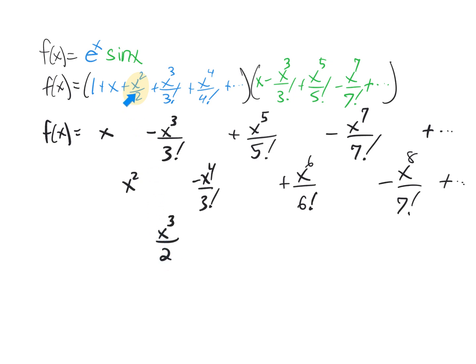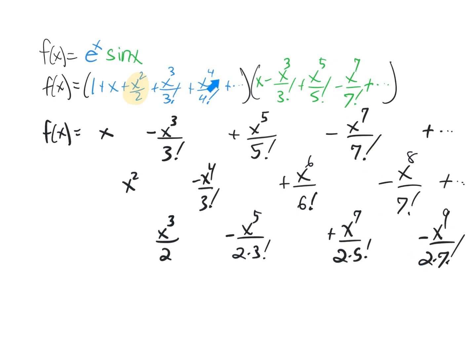All right, now x squared over 2 times negative x cubed over 3 factorial. So that'll be x to the 5th. And on the bottom, denominator times denominator is 2 times 3 factorial. And now x squared over 2 multiplied by the 5th degree term. We'll have x to the 7th over 2 times 5 factorial. And then when we get to that last term, x squared over 2 times that is minus x to the 9th over 2 times 7 factorial.